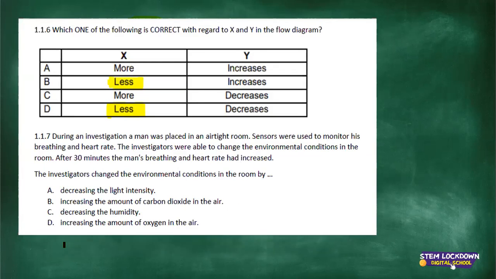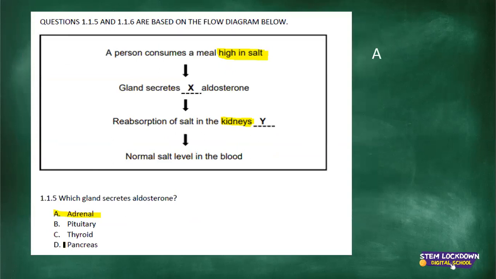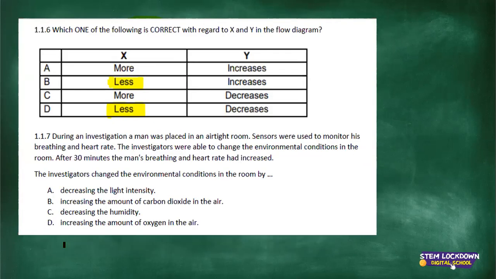And then for Y, the reabsorption of salt in the kidneys, will it increase or will it decrease? What will happen with the reabsorption of salt? Will it increase or will it decrease? Remember the process of reabsorption. Remember the processes of the urinary system in the kidney. The first process is ultrafiltration, whereby the blood that enters the nephron is filtered through the process of ultrafiltration. Then all those molecules are removed into the capsular space. And then during reabsorption, the body or the blood will alert about which molecules are missing. Then reabsorption will happen again.